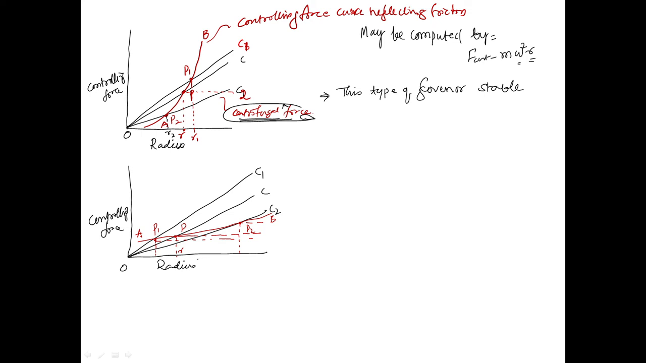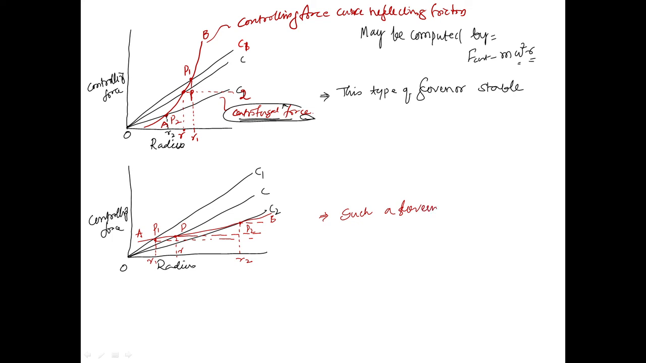Now in this case, what happens here is that the radius of rotation has too much variation. You just observe the closeness of the radii here: r is here, r1 is here, r2 is here. But in the case of stable governors, the radius of rotation is almost all closer together. This type of governor is going to be unstable, so you can call such governors unstable governors.